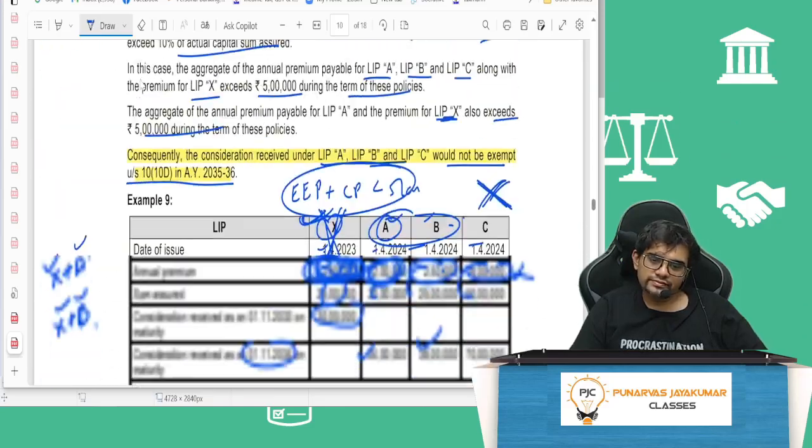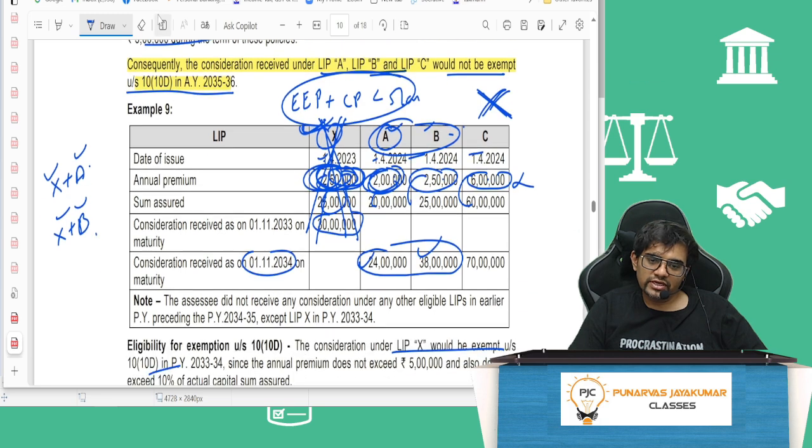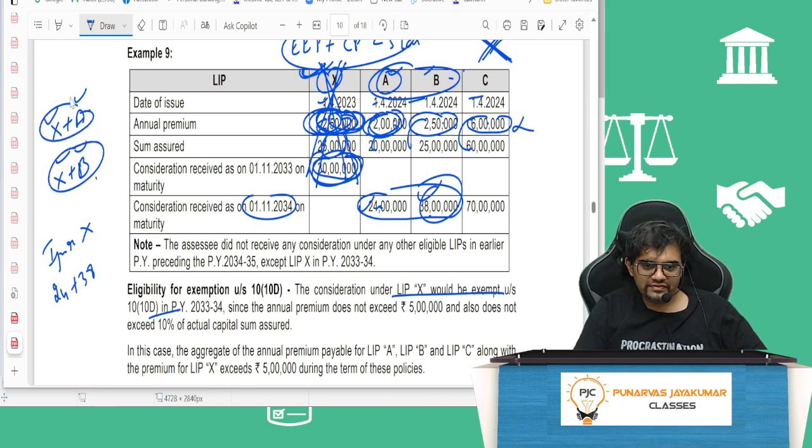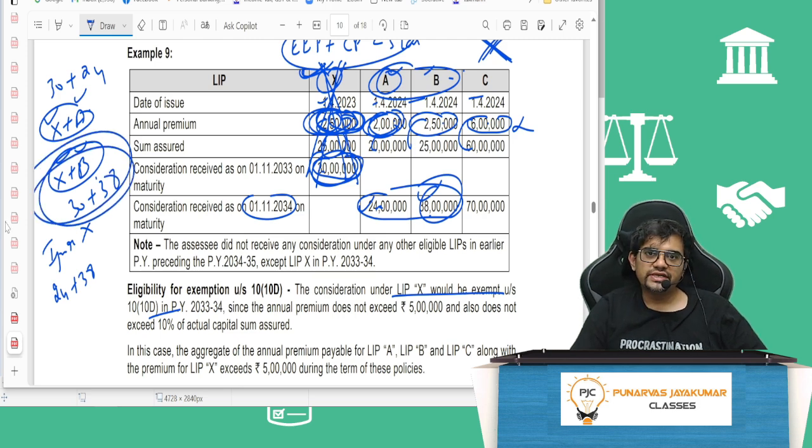So no tension. So alternatively you can ignore X and you can claim exemption of 38 plus 24. Or you can claim 30 plus 24 or 30 plus 38. Which is better guys? 30 plus 38. Correct? So you can choose to ignore X and claim 24 and 38 as exemption. Or you take X plus A, X plus B exemption. X plus A will be 30 plus 24, X plus B will be 30 plus 38. So always better 30 plus 38.